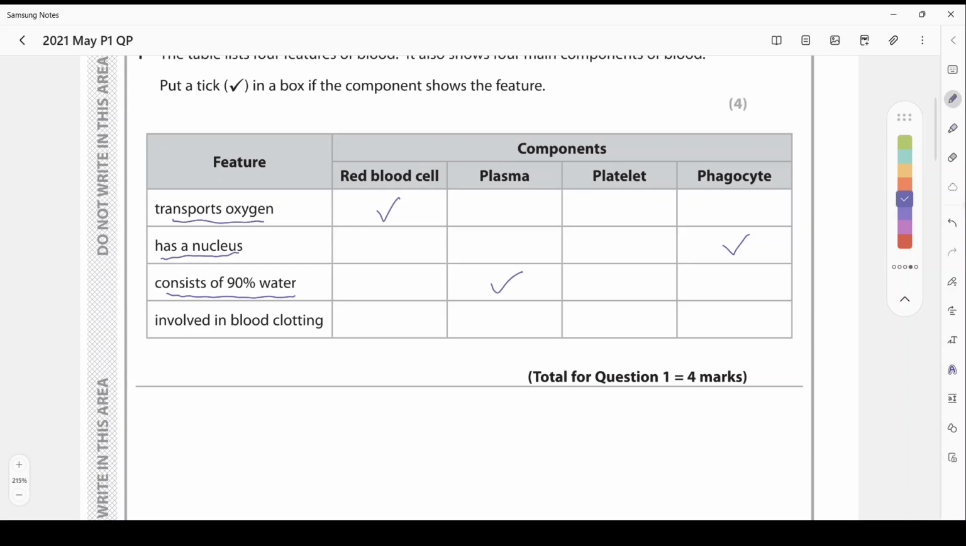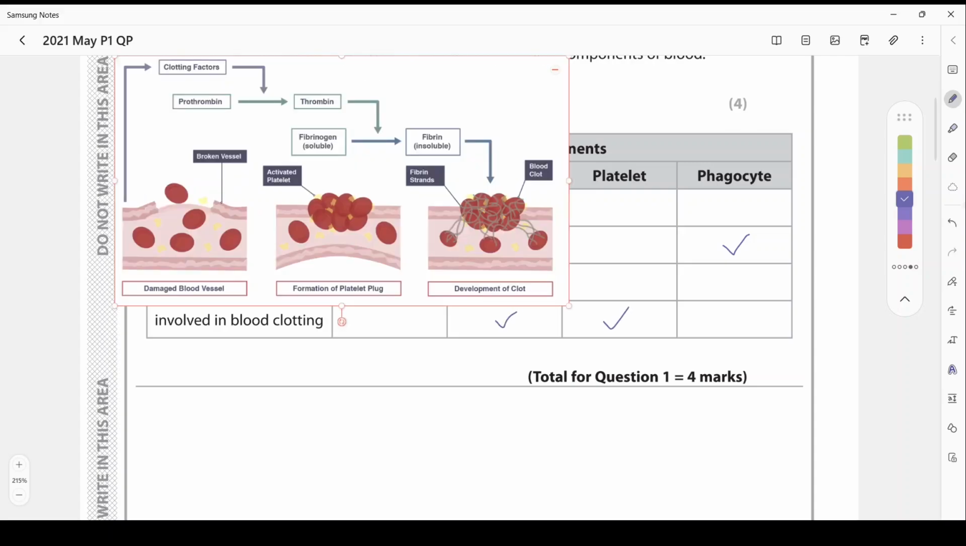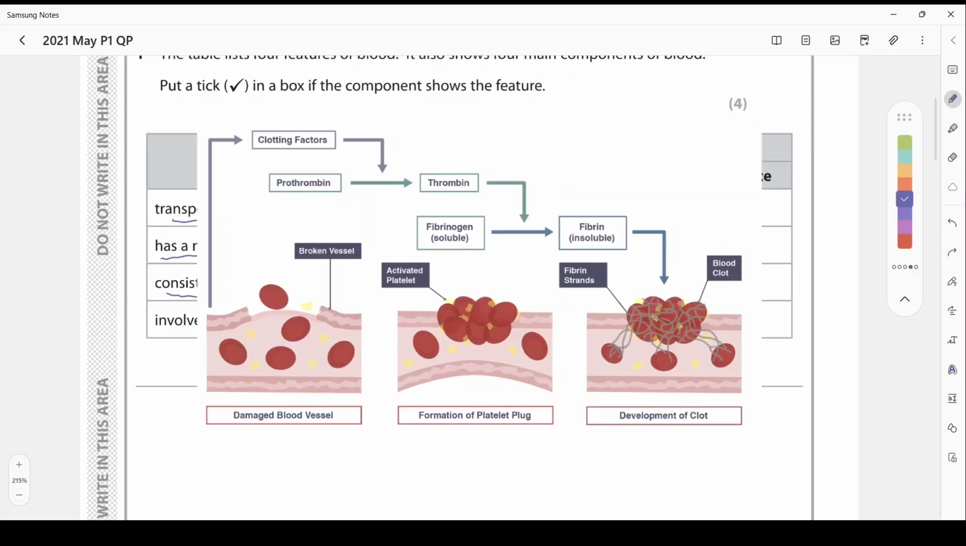The last one here is blood clotting. That would actually be both the plasma and the platelet. Let me just include a diagram here. This is the cascade that's involved in blood clotting. These clotting factors are released by platelets. And then we have this thing called fibrinogen, and fibrinogen is a protein that is soluble in the plasma. So that is why both the plasma and platelets play a role in blood clotting. Let me just remove this.